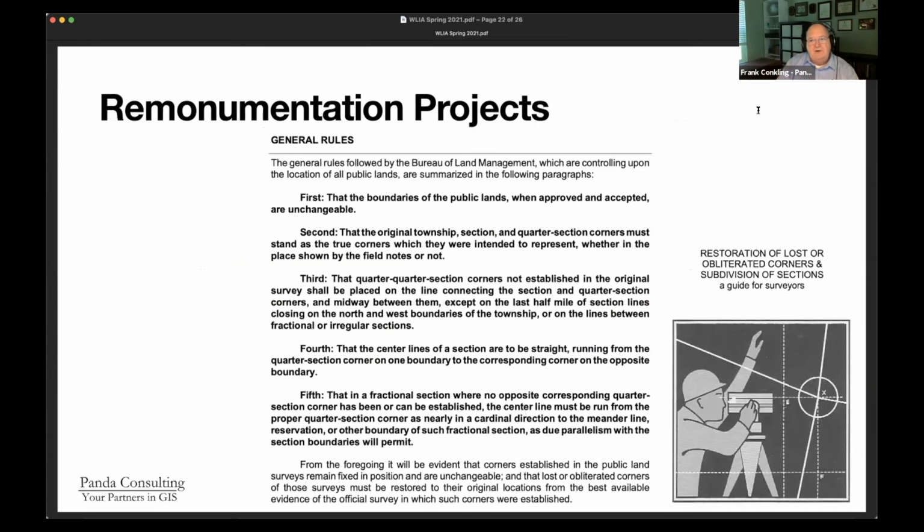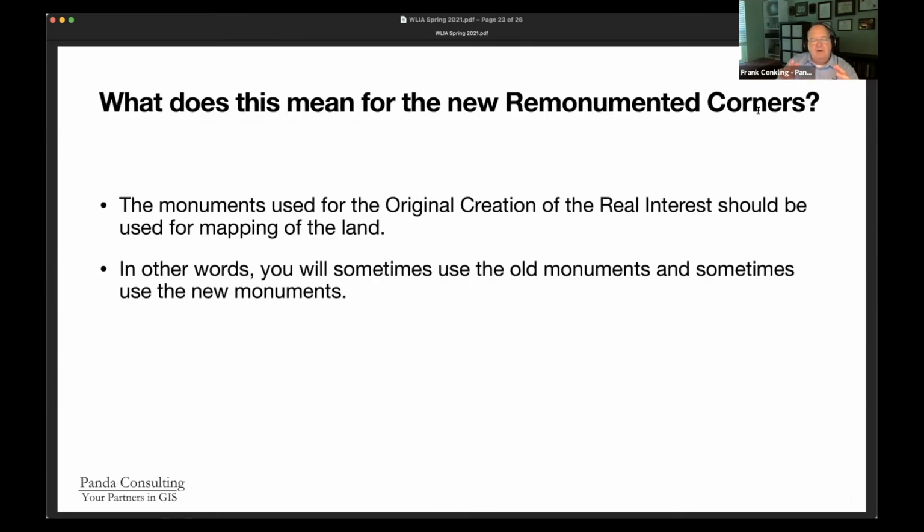So what does it have to do with Wisconsin? Wisconsin has a lot of remonumentation projects, and there's a whole Bureau of Land Management guide on remonumentation projects. It lays out, first, that the boundaries of the public lands when approved and accepted are unchangeable. You want to be careful about this. I'm going to go down through, but what does it mean for the remonumented corners that you have? And this is the important part. The monuments that are used for the original creation of the real interest should be used for mapping of the land.